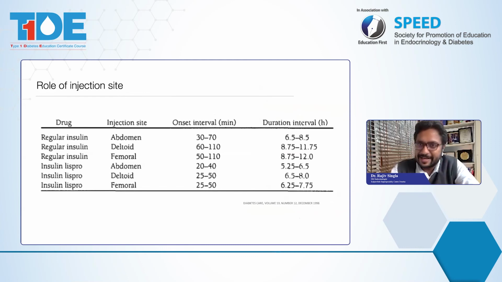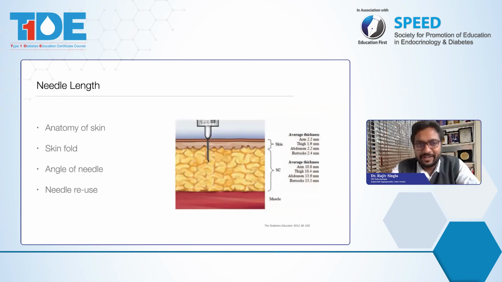So this is exactly showing the same thing, that when the same insulin is injected at different sites, either abdomen, deltoid which is your arms, or femoral which means your thigh areas, then they start working at different times, and they work longer or shorter depending upon which site we are using.